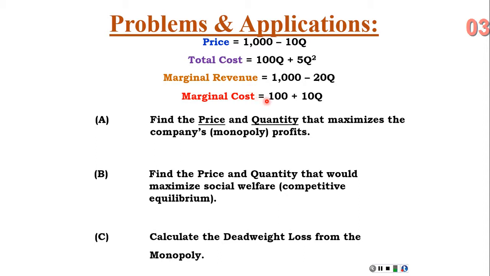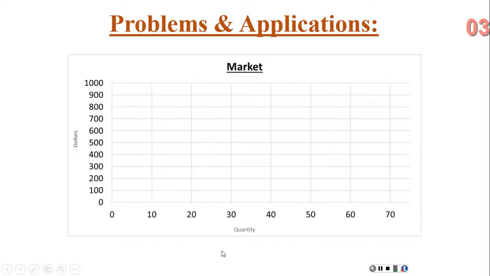And then our marginal cost function is simply going to be the first derivative of this total cost function, right? So here we have our marginal cost function. It's going to be an upward sloping linear function. Okay, so these are our functions, these are our curves that we're going to use. We want to find the price and quantity that maximizes the monopolist's profits. We want to find the price and quantity that would be the competitive equilibrium. And then we want to calculate the deadweight loss. And we're going to do this graphically as well as mathematically.